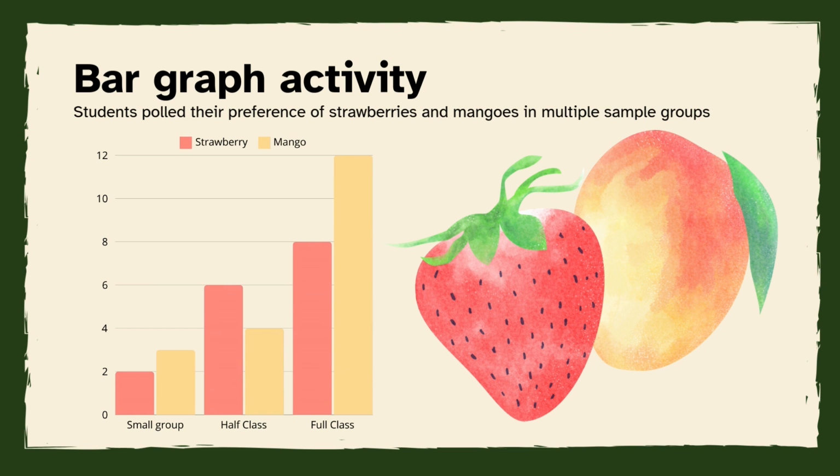What happened next was the opposite of what they expected. 4 students said they preferred strawberries and only 1 liked mangoes best. However, after polling the whole class, a total of 8 students picked strawberries and 12 picked mangoes. So their final projection was exactly right, because 2 to 3 is the equivalent to 8 to 12.